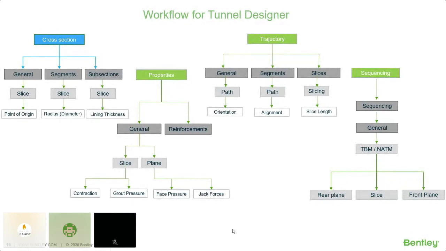The second submode is the properties submode. Here you define the properties of the tunnel lining, the TBM conicity, the grout pressure, the face pressure, and the jack pressure. Now, the third mode is the trajectory mode, where you define the alignment or the trajectory of your tunnel, and you also define here your excavation steps or the length of your excavation step. And finally, in the sequencing mode, the tunnel boring process sequence is defined.